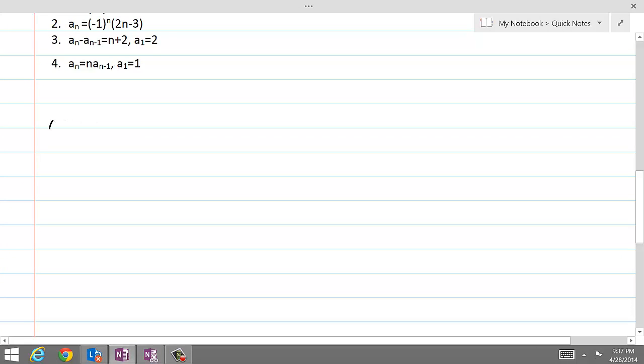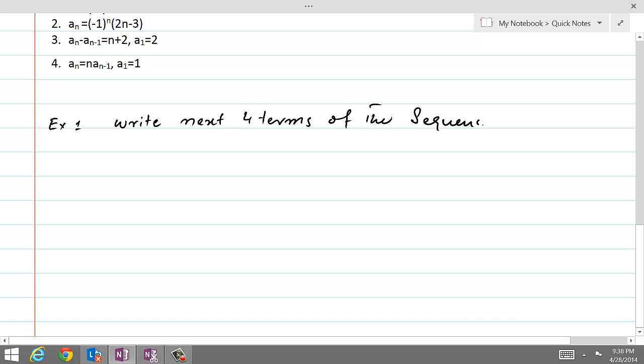So example 1. Examine this sequence and we will be writing the next four terms of the sequence. Here the given sequence is 1, 8, 15, 22 and 29. And what we are required to do is examine this sequence and write the next four terms.